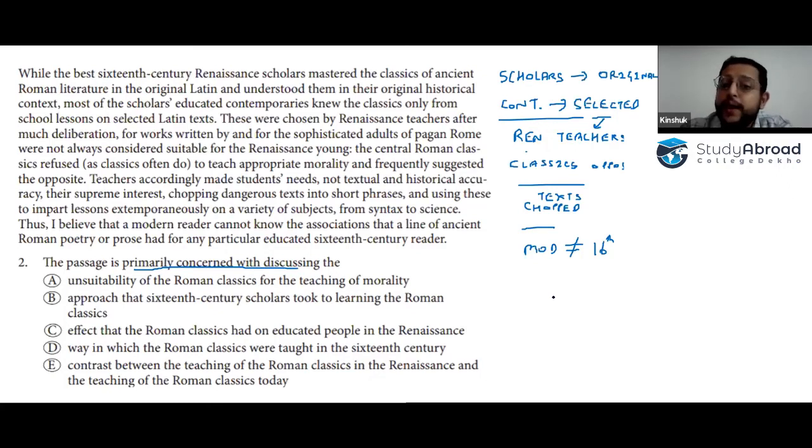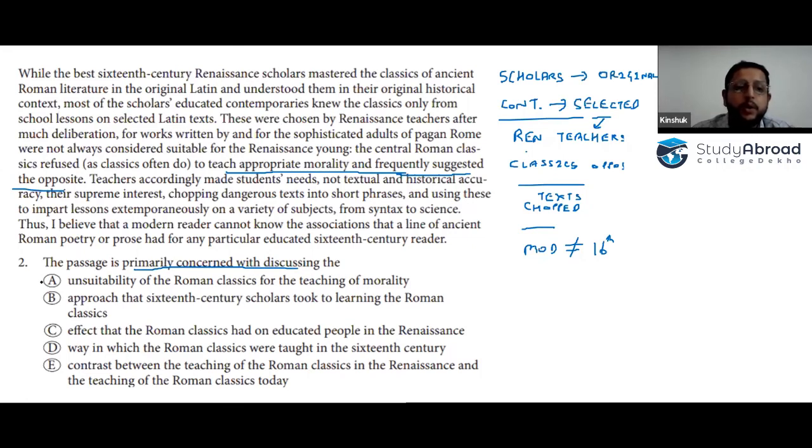So now we will find the answer choice that covers all these aspects, or at least covers the majority of them. Now answer choice A says unsuitability of Roman classics for teaching of morality. Now see, in this sentence here, they do say that they opposed teaching morality, right? To teach morality, and frequently suggested the opposite. So they opposed that, right? But is it telling us that the Roman classics were unsuitable for teaching morality? That has never been the focus of this paragraph, though this could be true, but it is not the focus of this paragraph.